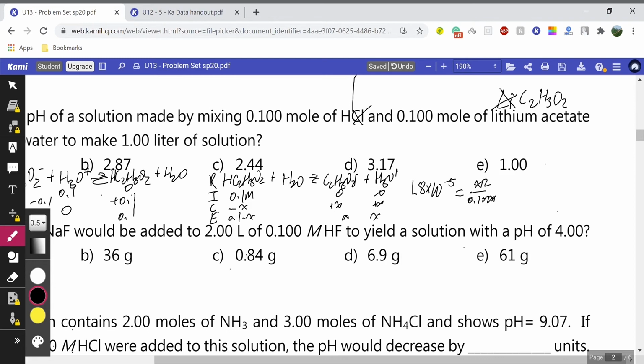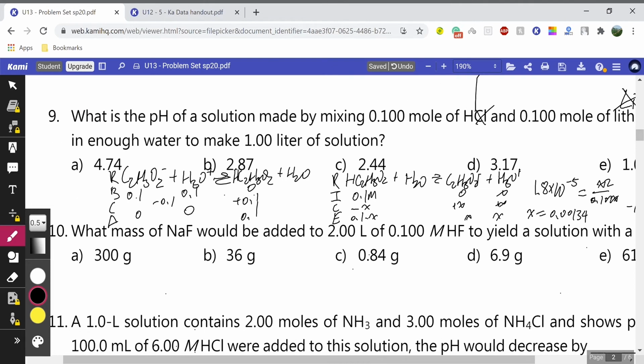We can remove this minus x because K is small. So 1.8 times 10 to the negative 5th power times 0.1, take the square root of that. It will give us an x value of 0.00134. Take the negative log of x. We're going to get our pH of 2.87. Let's see, 2.87, which is closest, which is B.